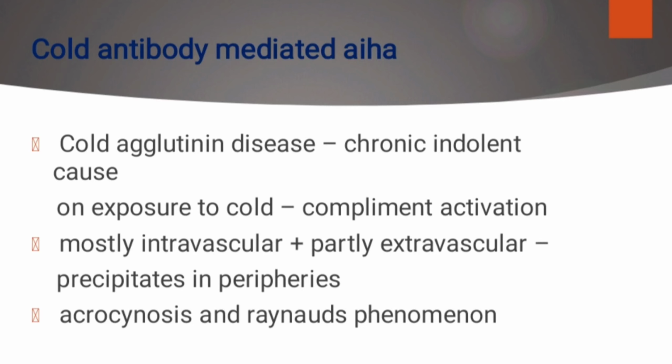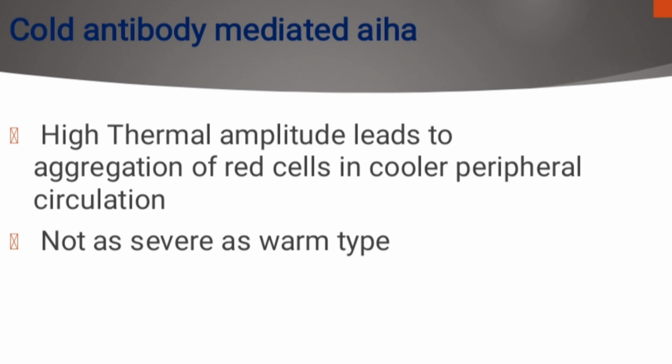Raynaud's phenomenon is nothing but limb ischemia occurring on exposure to colder temperatures, and at high thermal amplitude it leads to aggregation of red cells in the cooler peripheral circulation, and as a result the patient experiences acrocyanosis and Raynaud's phenomenon. This condition, cold antibody mediated autoimmune hemolytic anemia, is not as severe as the warm type.